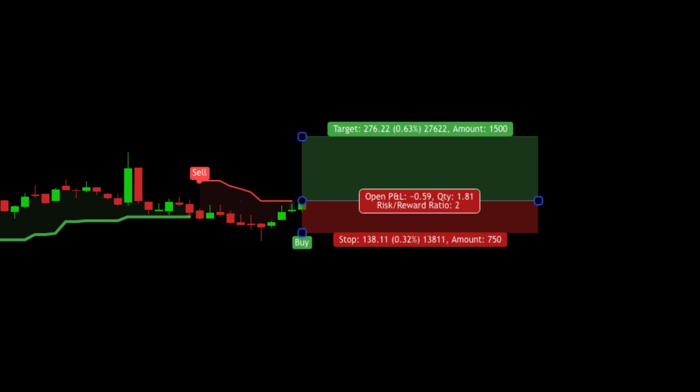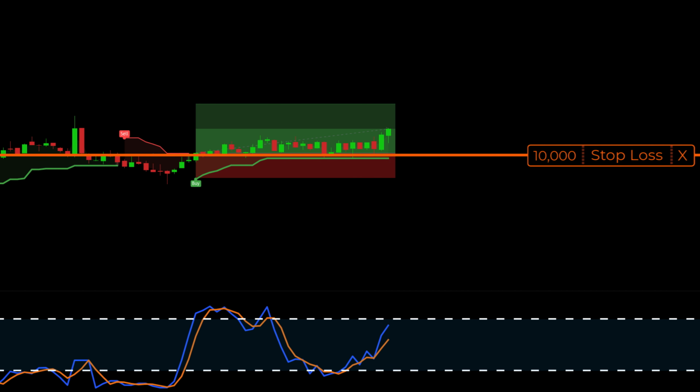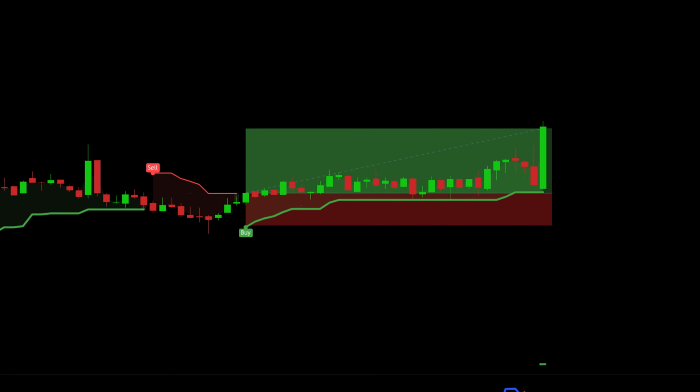The stop is placed at the super trend line and the target is 2 times risk. When the 1 to 1 level is hit, move the stop to break even. And this example hits the target on a very bullish candle.